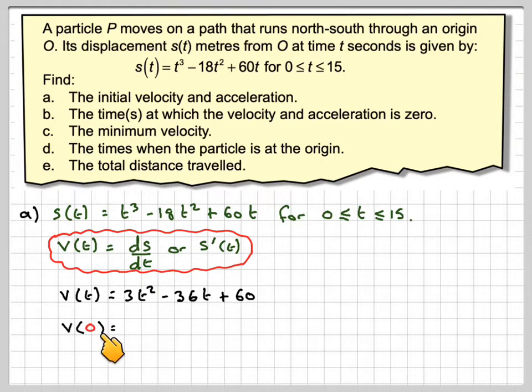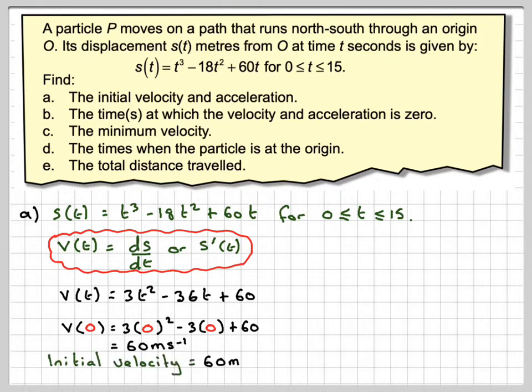And then we want v of naught, the initial velocity. We can very easily see that if we substitute 0, we're just going to get 60 meters per second. Therefore, the initial velocity was 60 meters per second.